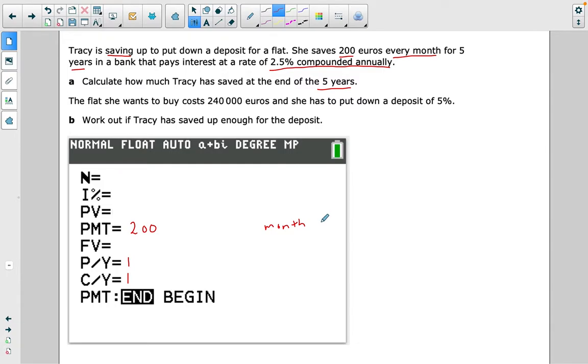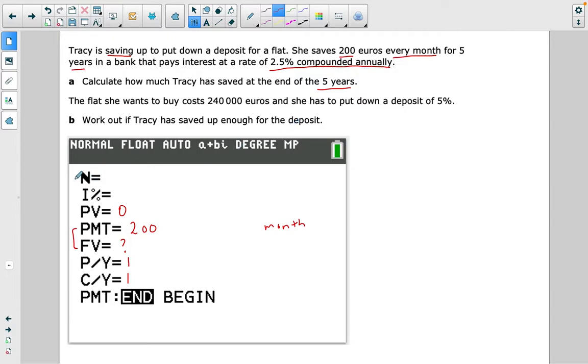So when she has the months here, we need to know how much she saved at the end of 5 years. So we're looking at a future value. Remember in the first video, I explained that you need to use a pair, either the present value or PMT, and the future value. In this case, we're just using the future value. So the present value is just going to be 0.